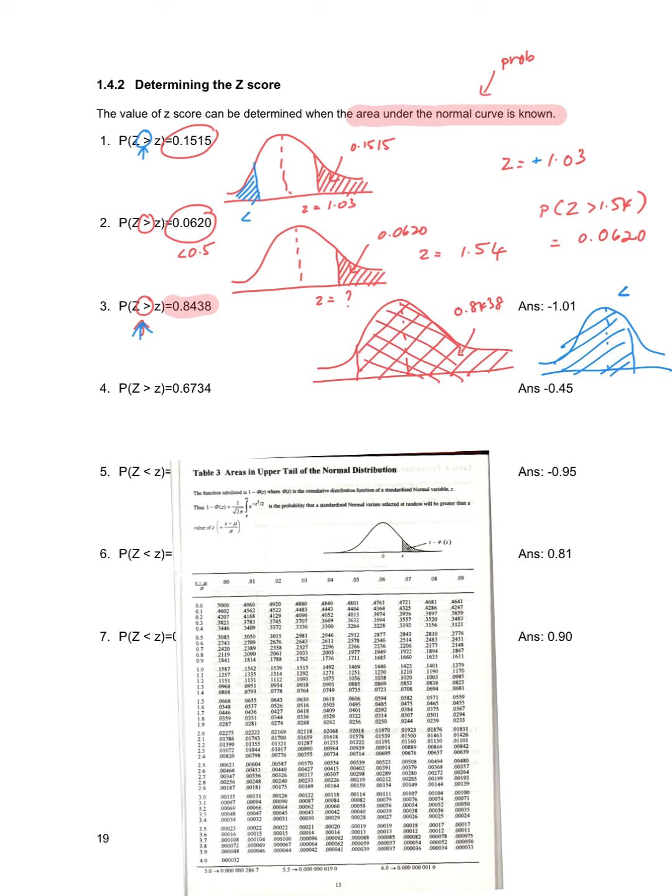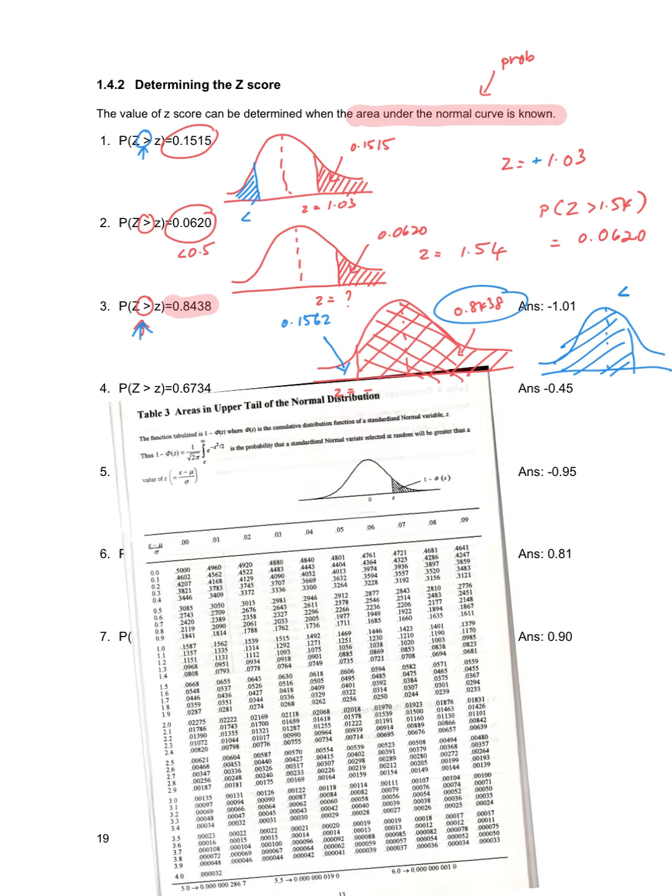Okay, so meaning that the Z should be negative. Negative berapa? We know that this value is 0.8438. So kita boleh calculate yang hujung ni berapa balance dia, betul tak? 1 minus 0.8438, kita akan dapat 0.1562. So 0.1562 ni yang kita akan cari dekat dalam table.